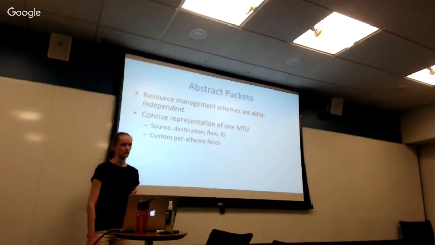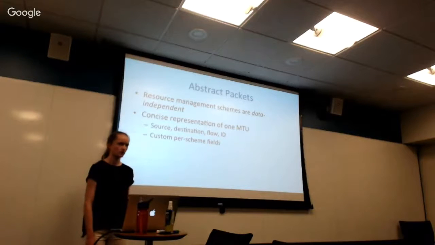Each abstract packet includes just the information needed by the emulated resource management scheme, such as the source, destination, and any custom packet header fields. For example, to implement priority queuing in Flexplane, each abstract packet must include the real packet's priority.